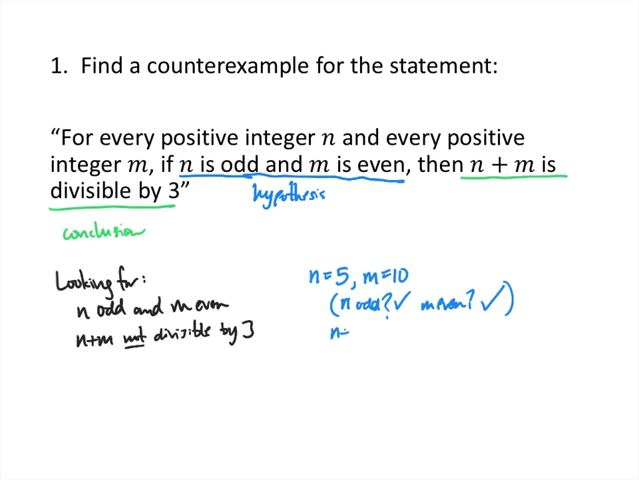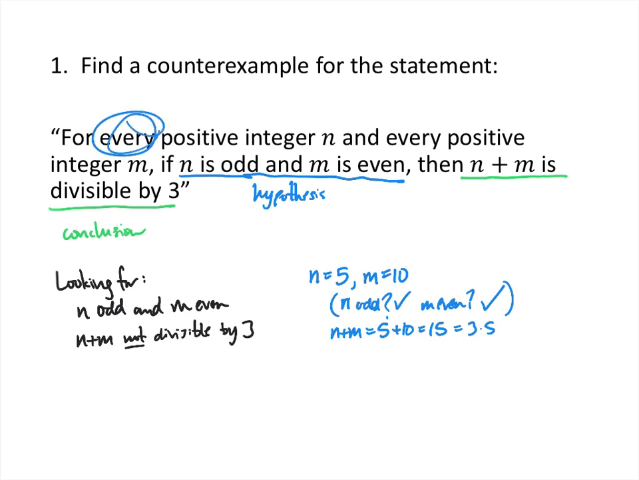So n plus m, that's going to be 5 plus 10. Is that divisible by 3? Yes. It's 3 times 5. So that means that we didn't find a counterexample. We found a situation where the hypothesis is true and the conclusion is true, which in that situation shows us that the if-then statement is true. Now, that doesn't show us that the if-then statement is always true.